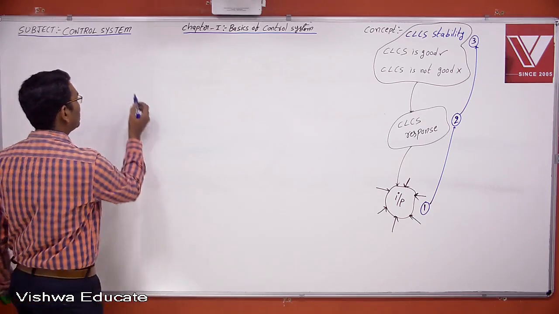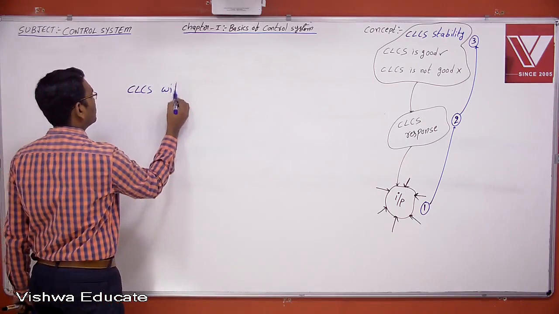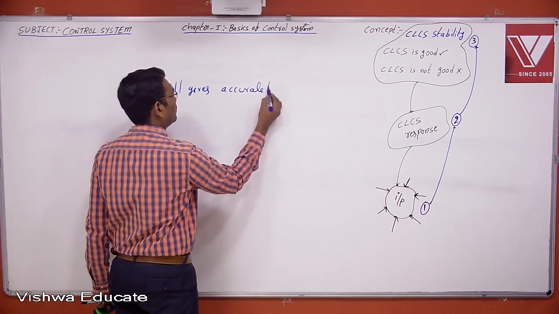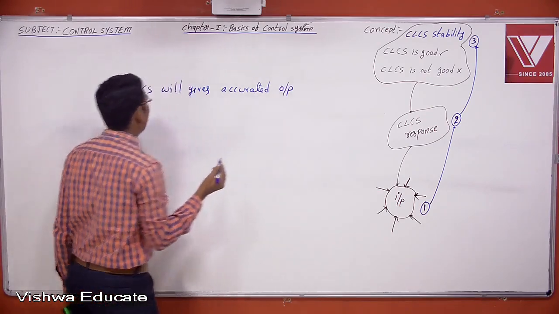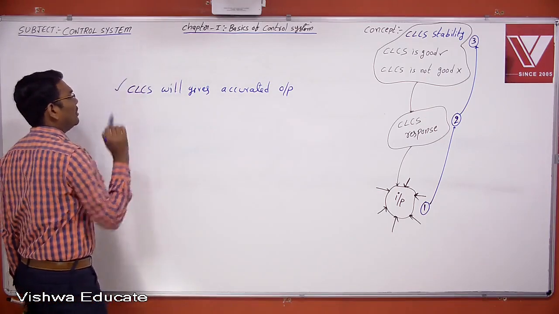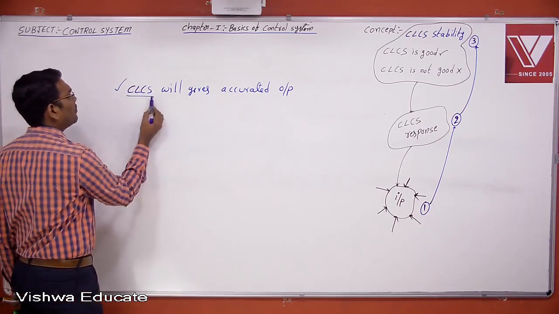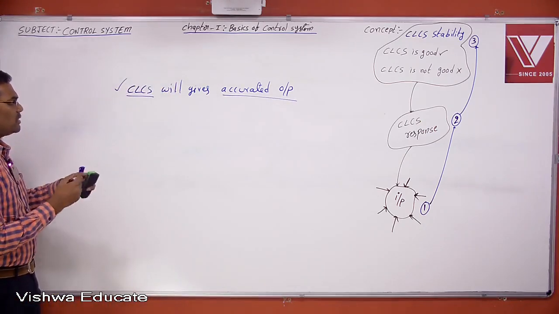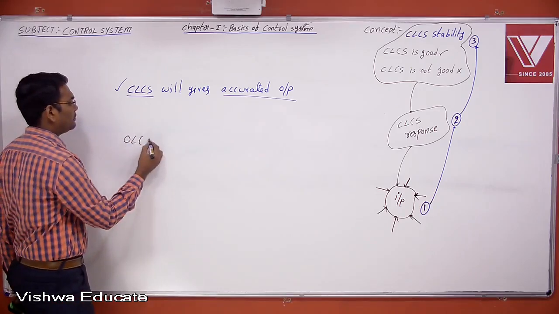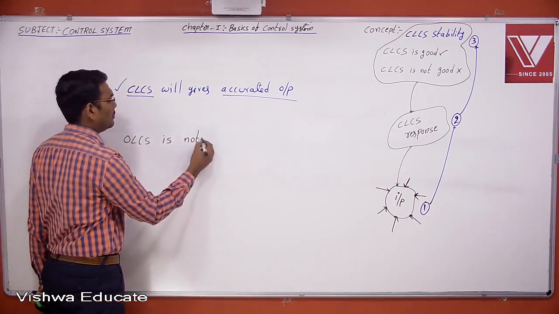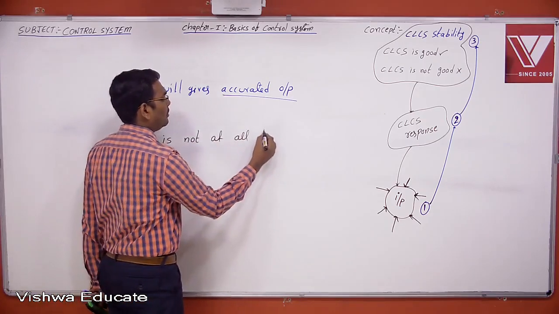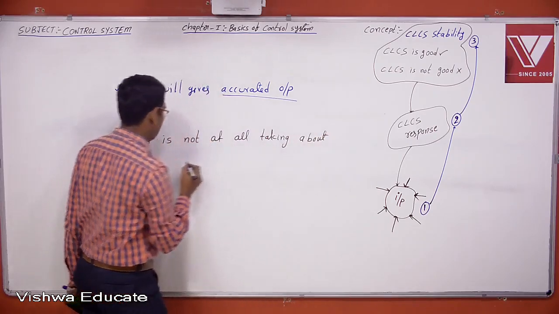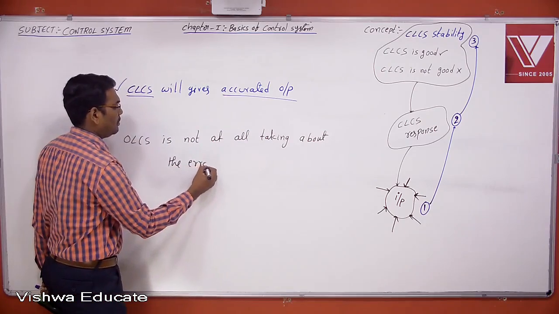Therefore, the closed loop control system will give accurate output. That's why we always choose a closed loop control system. Why do you choose the closed loop control system? Closed loop control system will give the accurate output, whereas the open loop control system is not at all talking about error.